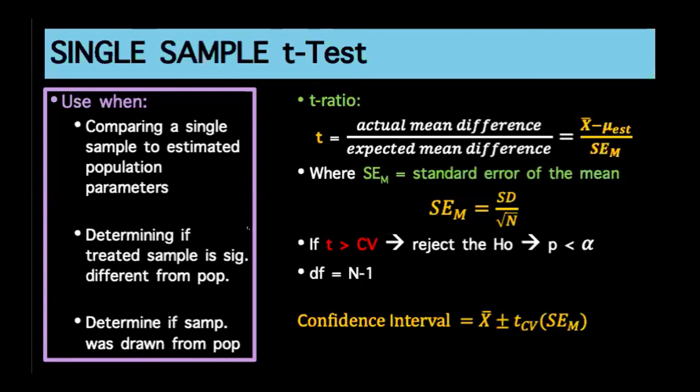So if your calculated mean difference ends up being larger than the critical value, that means we have a significant difference between the means.